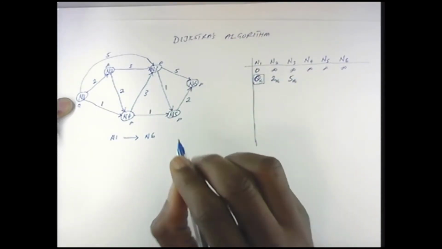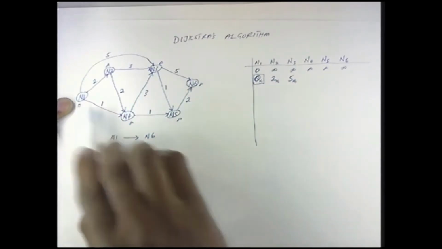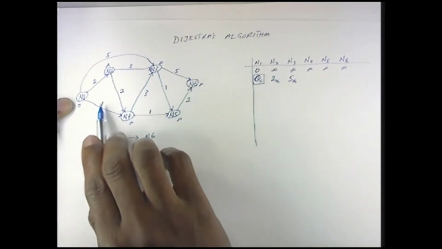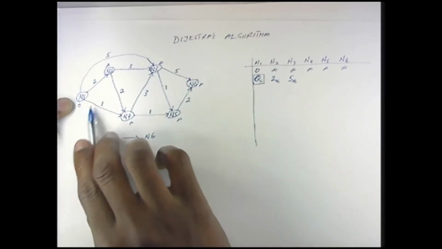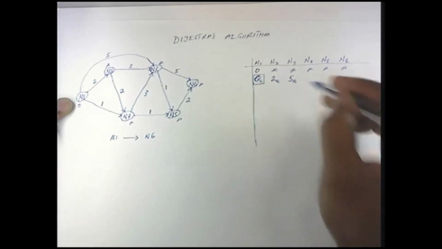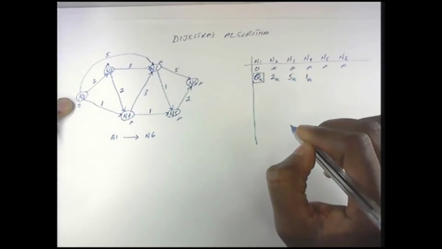Now let's take from N1 to N4. N1 to N4, there is a direct link at a cost of 1. So 1 plus 0 is 1. 1 compared to infinity, 1 is smaller. So I have 1 here coming from node 1.